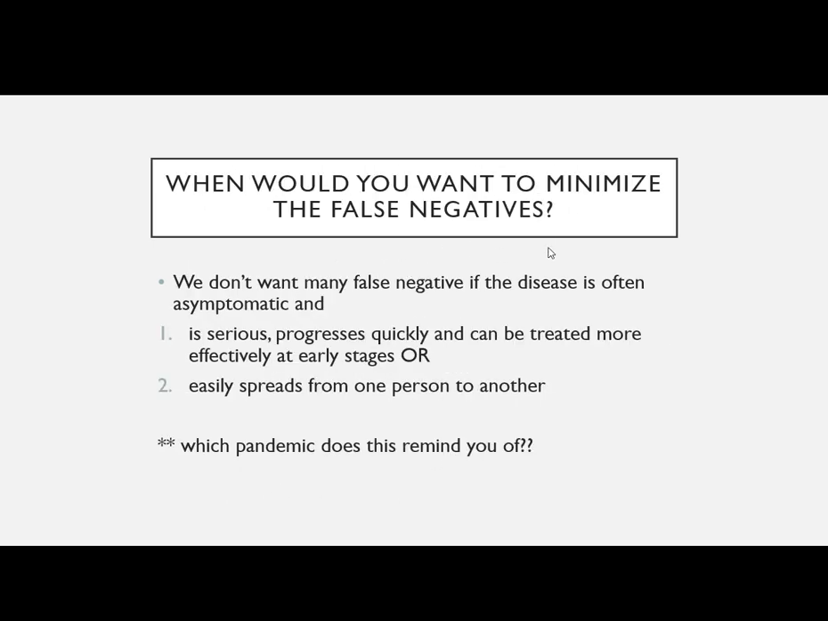When would you want to minimize the false negatives? We don't want many false negatives if the disease is often asymptomatic and is serious, progresses quickly, and can be treated more effectively at early stages or easily spreads from one person to another. Which pandemic does this remind you of?